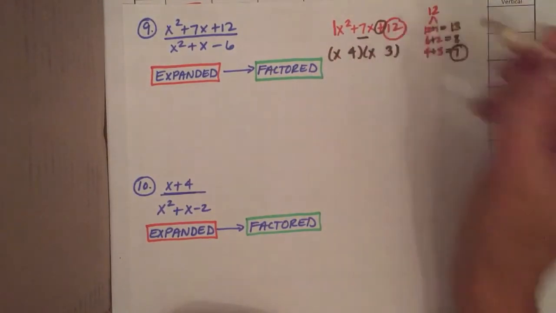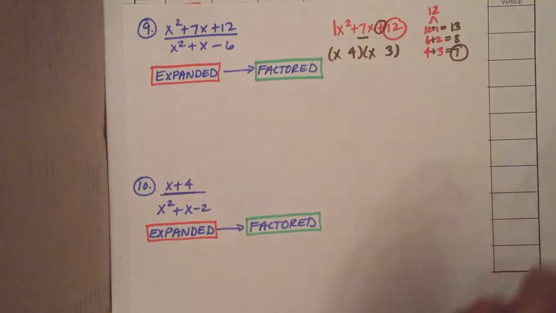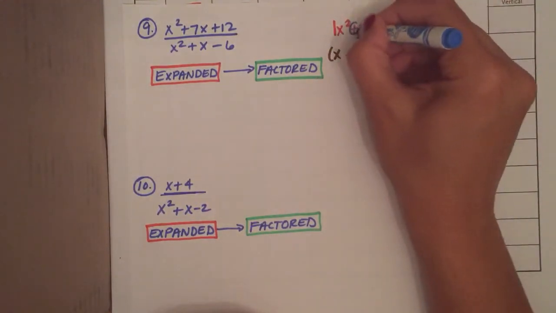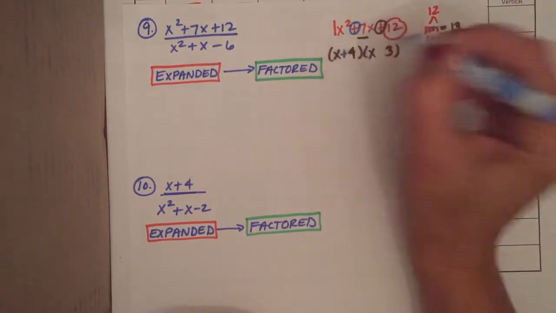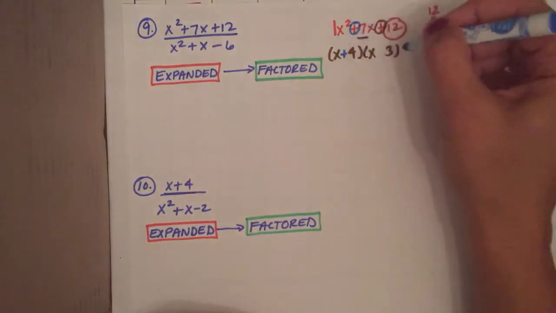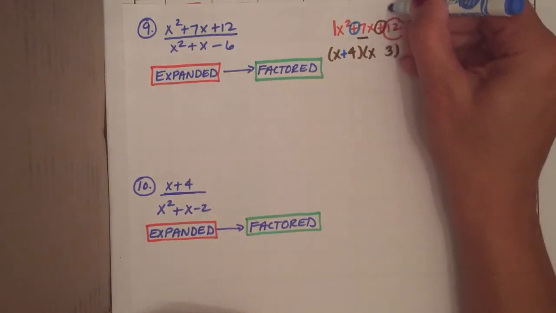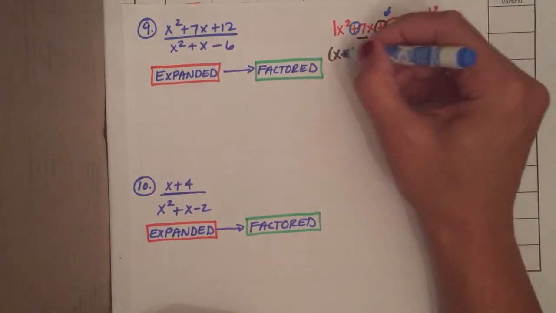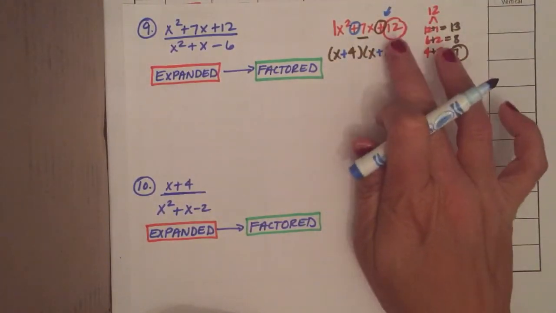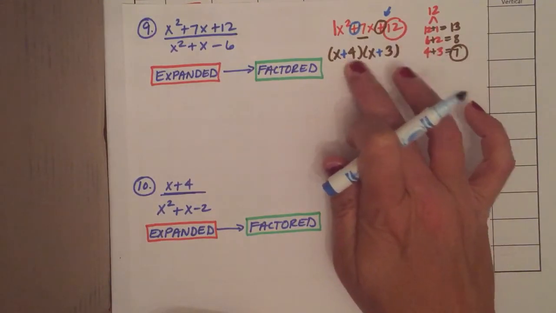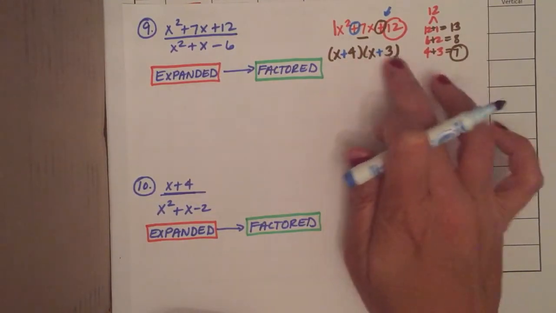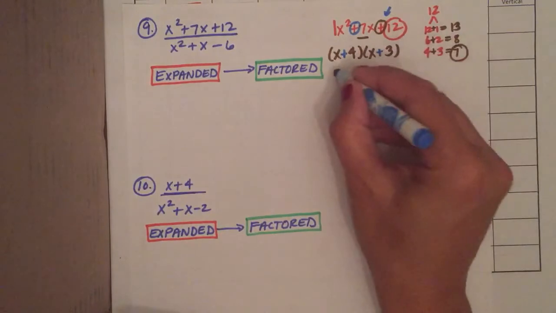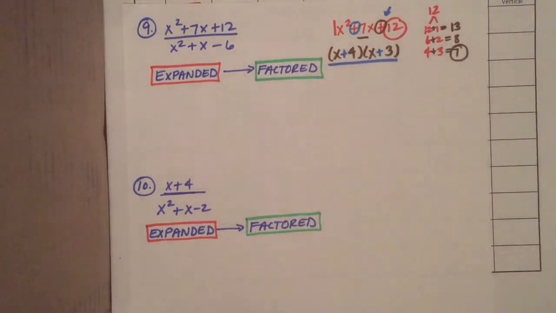So I'm going to have x and 4 and 3. And then I'm going to look at the sign on my B term, which is positive. That means at least the biggest factor should be positive, the 4. And because my C term is positive, that means these have to be the same sign. So if one's positive, so is the other. I have to get positive 12 when I multiply this one times this one. So they have to be the same sign. So that is your numerator.